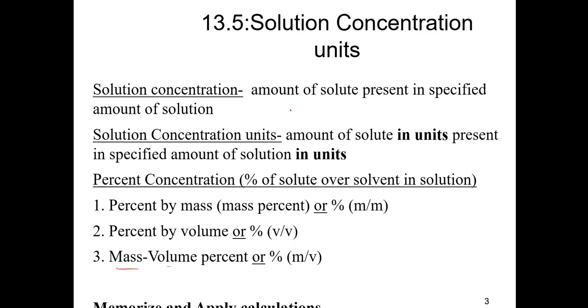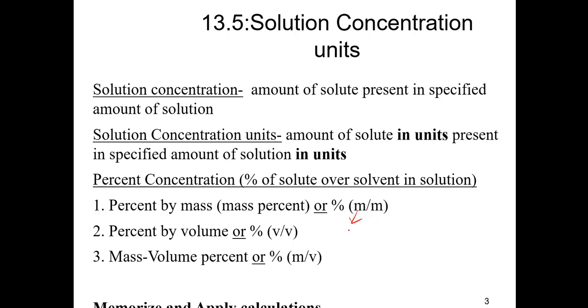We need to figure out the amount of solute that's going to be present. So we're going to perform three types of calculations using these three formula names. Percent by mass, also known as mass percent, percent by volume, and mass volume percent. We summarize it as percent mm, percent vv, and percent mv.